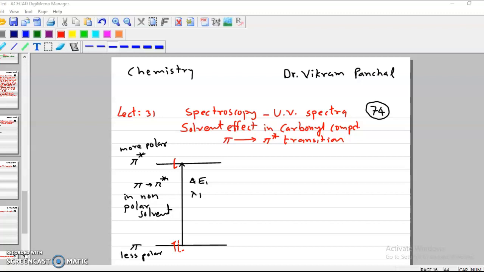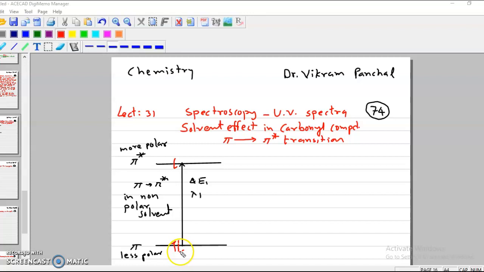In this lecture I will explain you solvent effect in carbonyl compounds, particularly pi to pi star transitions. In an earlier lecture I explained the n to pi star transition solvent effect. Here there is a pi state in the carbonyl compound, and there will be a pi star state. In the beginning there are two electrons in the pi orbital, both having opposite spin.